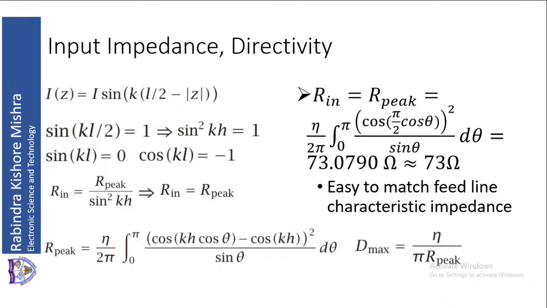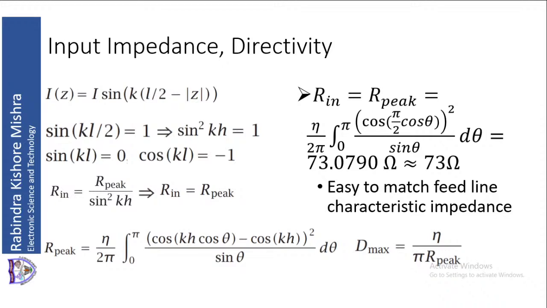Use these two to find R in. R in is equal to R peak by sin square KH. This we have derived. So you can write R in is equal to R peak, because sin square KH is equal to 1, as we have already seen. Since sin square KH is equal to 1, R in is equal to R peak. Then we have to find what R peak is.